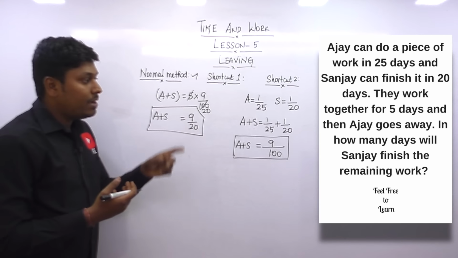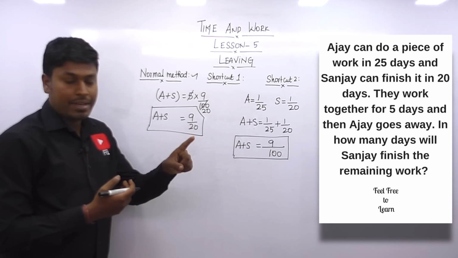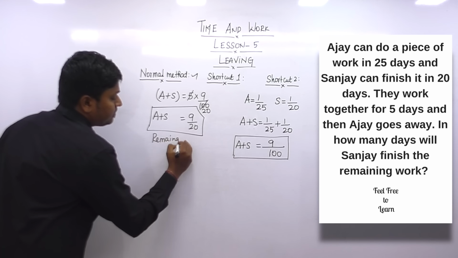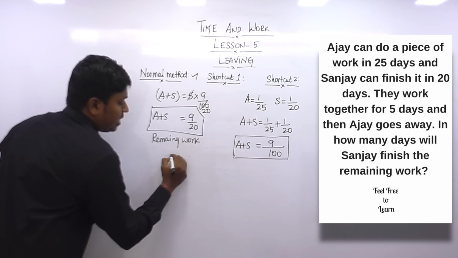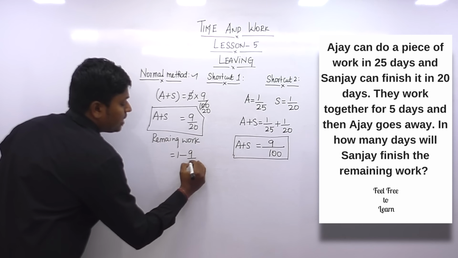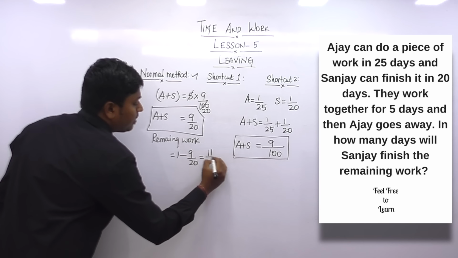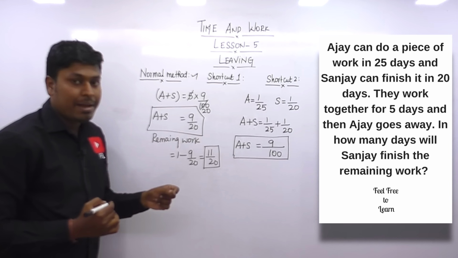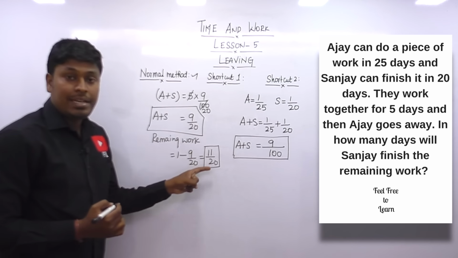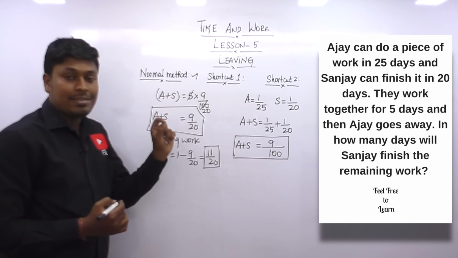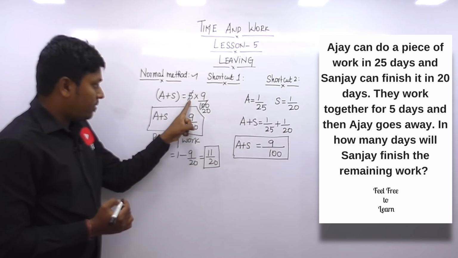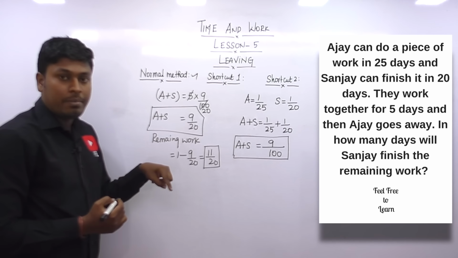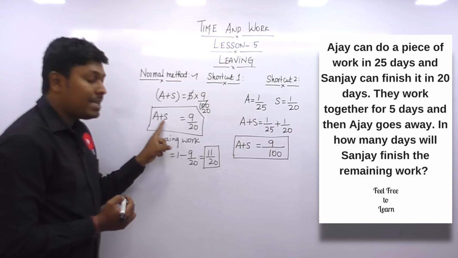After 5 days of working, who left the job? Ajay goes away. So what is the remaining work? Remaining work equals 1 minus 9 by 20. The result will be 11 by 20. So 11 by 20 of the job is remaining. This 11 by 20 job should be done by Sanjay. Why? Because after working for 5 days, Ajay goes out, that means Ajay left the job. So the remaining job should be done by Sanjay.